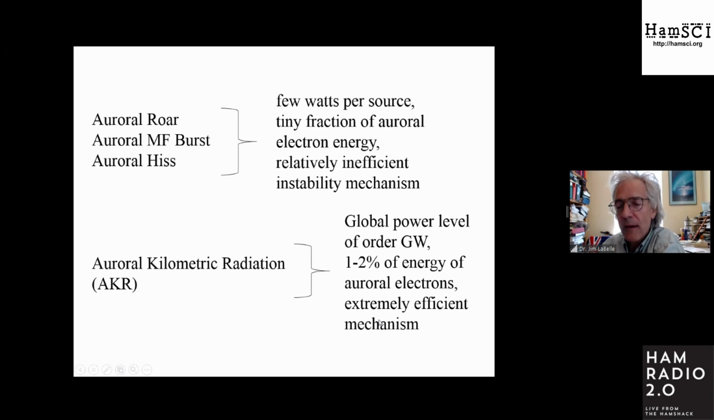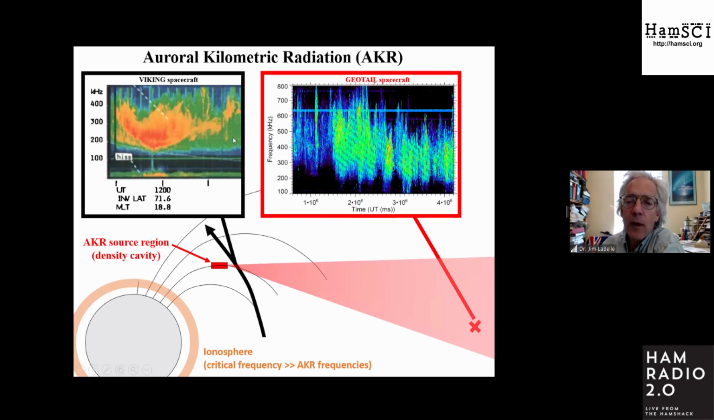It's an extremely efficient mechanism by which it's generated. Something like 1 to 2% of the energy of the auroral electrons actually goes into radio waves in this auroral kilometric radiation. Here are some pictures of waterfall plots of it. These waterfall plots were made from satellites. The auroral kilometric radiation is primarily observed from satellites.